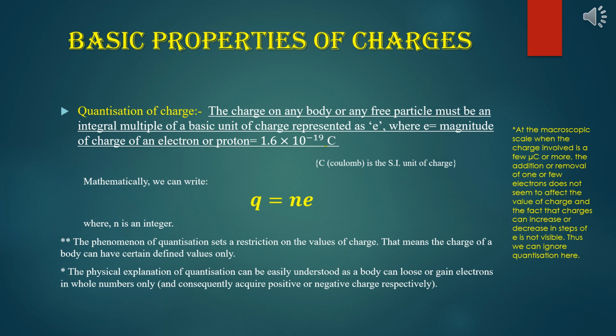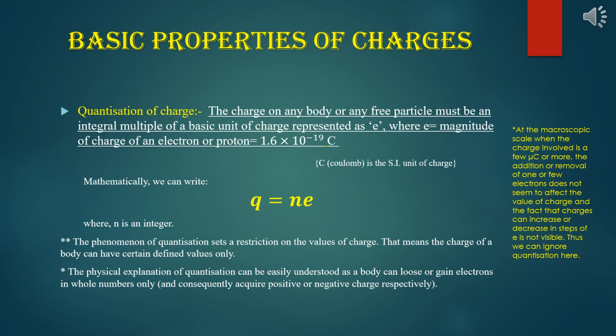If it loses that one valence electron, how many electrons will remain? 10. But how many protons are there in the nucleus? 11 only, because the atomic number is 11. So what is the total charge now? It will be plus 11e minus 10e, which is equal to plus e. So whenever it lost an electron, it got positive charge. In the same way, if it adds electrons, it will become negatively charged.